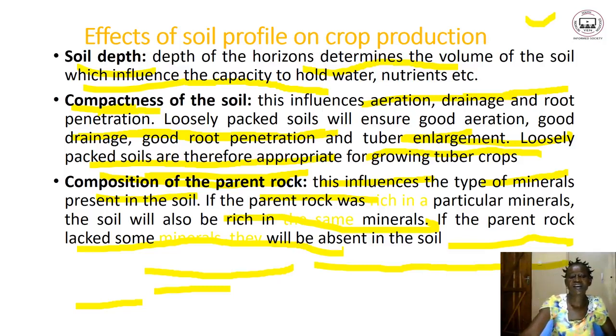Definitely, in that case, that will also affect crop production in the sense that different types of crops will require different types of nutrients in order for them to grow well. So if a certain parent rock has a mineral which is not required by that plant, it means that plant will be affected in terms of production.